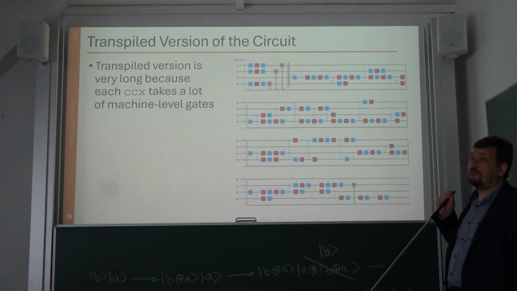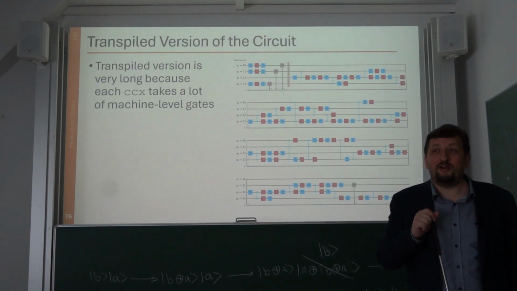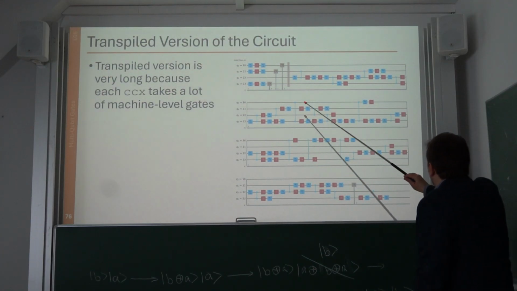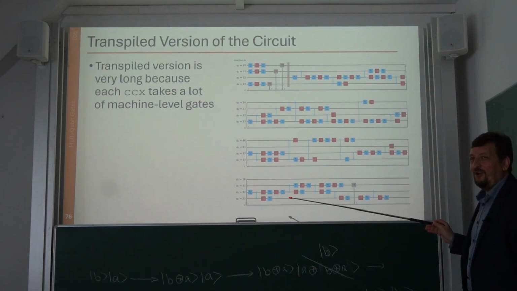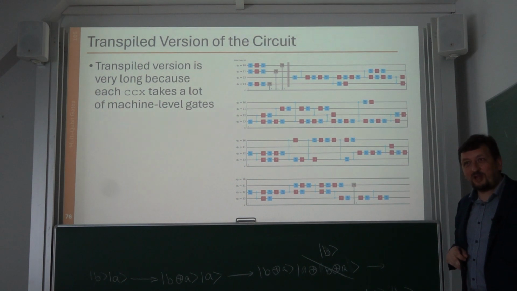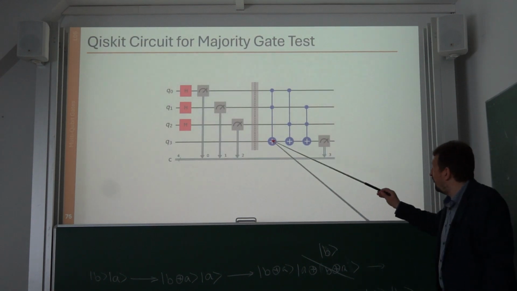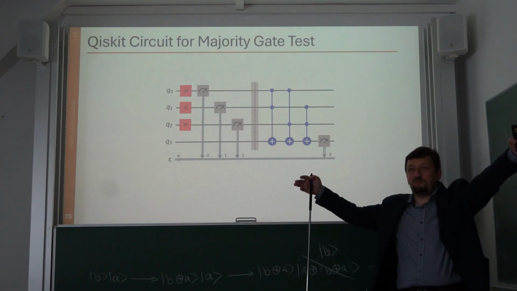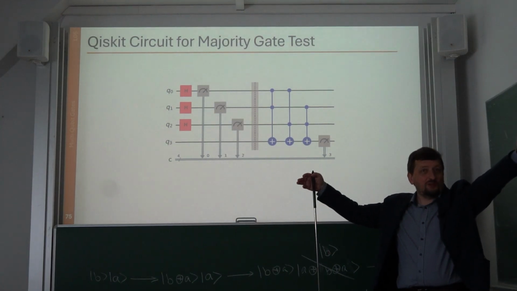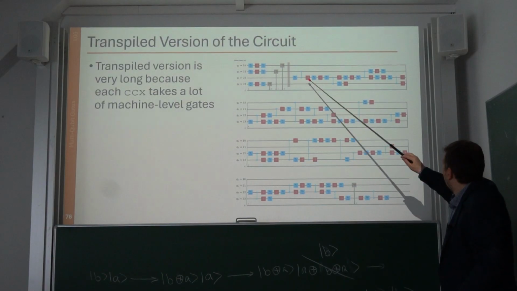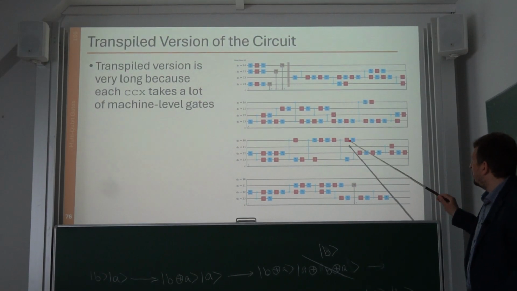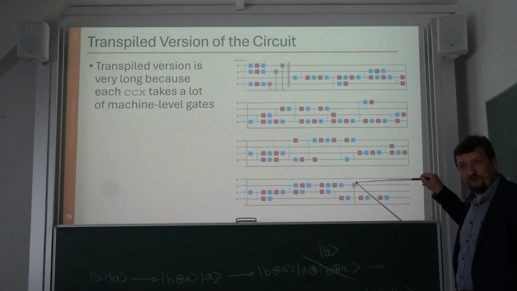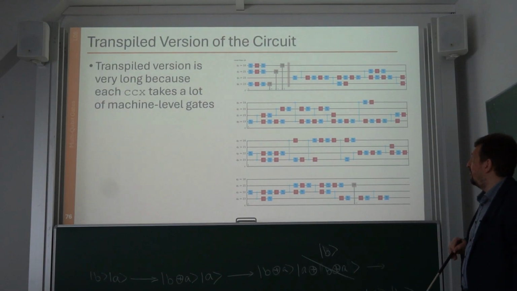This is how it looks when you transpile it for a real quantum computer. There are a lot of gates, several lines of them. Why does this happen? Because here I have 3 Toffoli gates, and each Toffoli gate is expanded into something like 6 control-not gates. So I have a lot of these control-not gates with some rotations in between them. So this is a very long program.